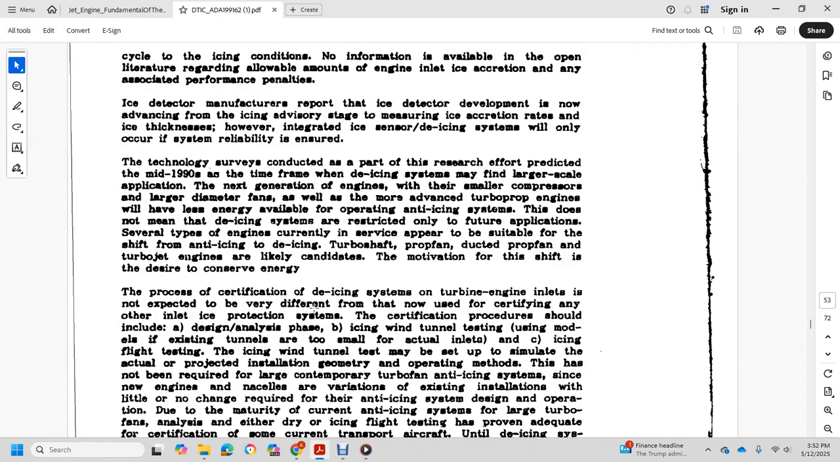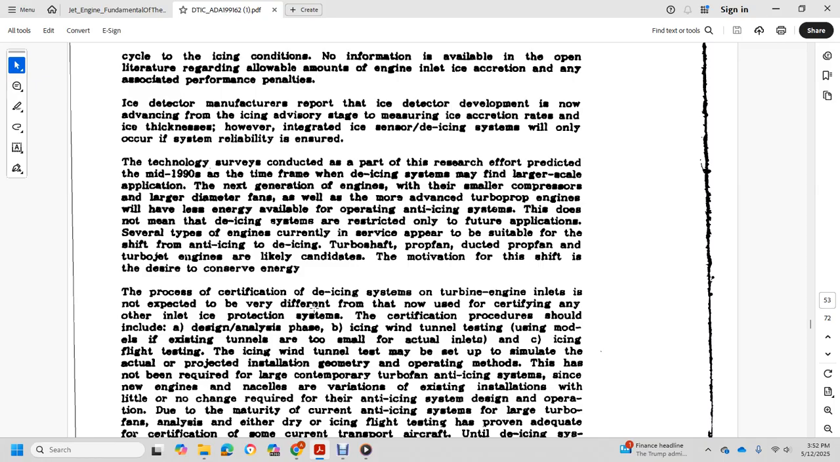as part of the research effort predict the mid-1990s time frame for de-icing systems in large scale application. New generation engines are smaller compared with large diameter frames, and a more advanced turboprop engine has less energy available to operate an anti-ice system. This does not mean that de-icing is restricted only to future applications.